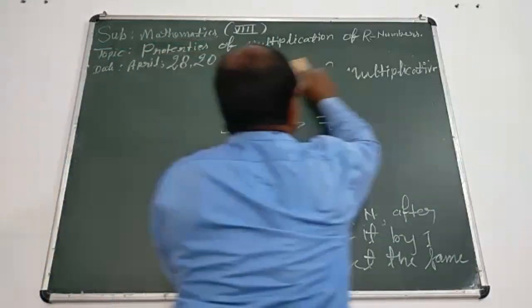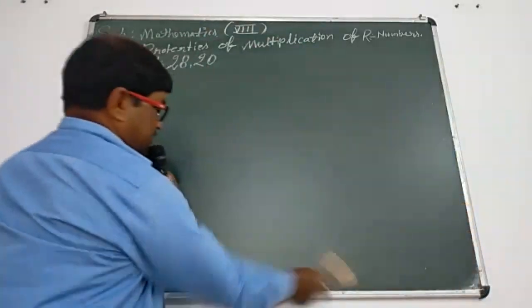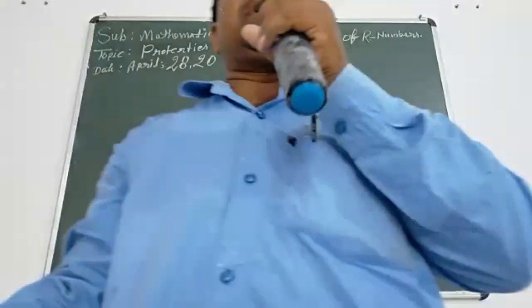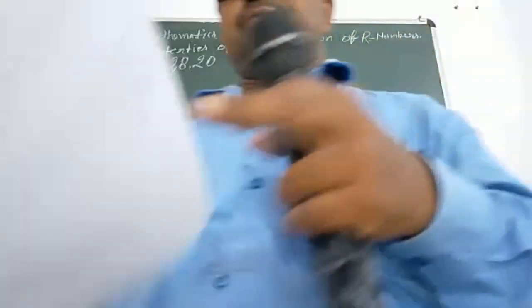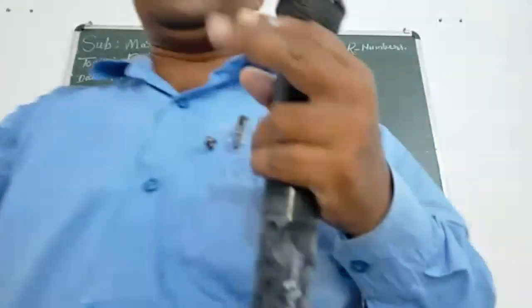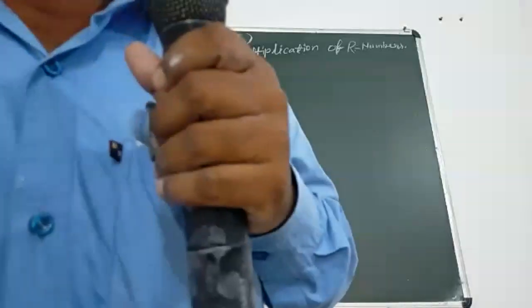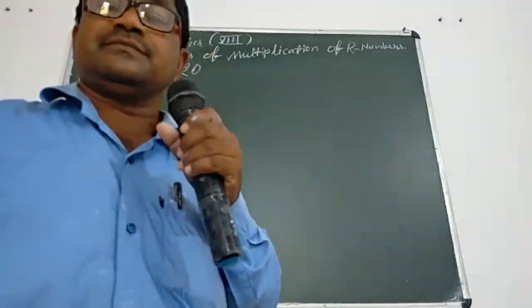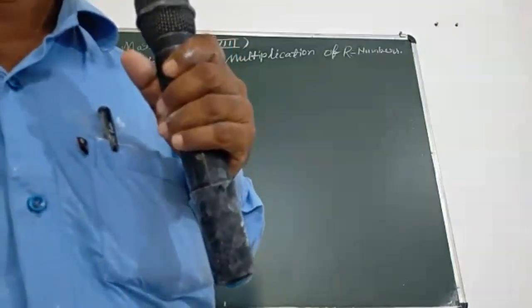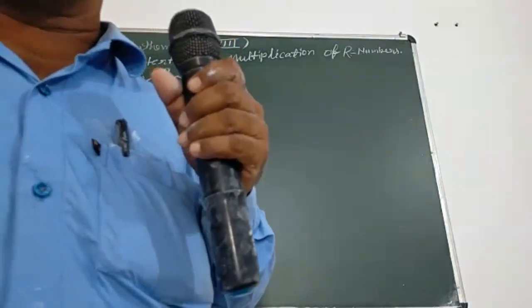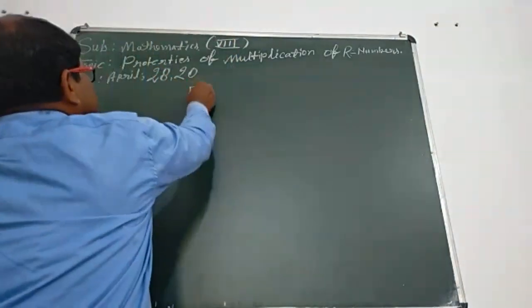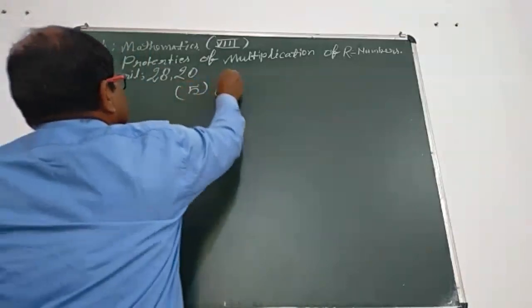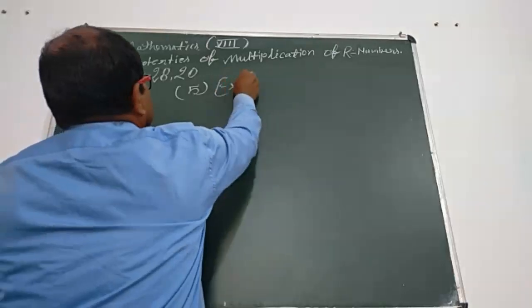Now student, the fifth law or property of multiplication: existence of multiplicative inverse.